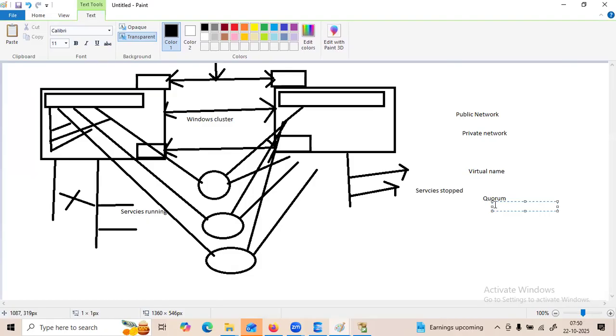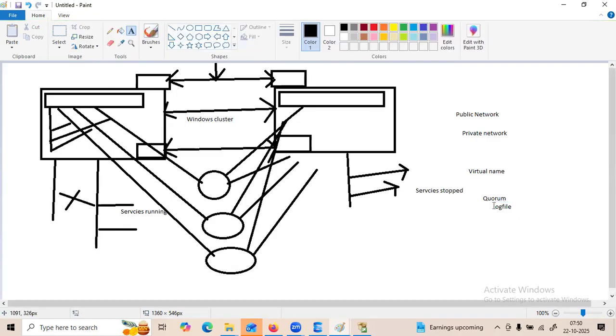So here the quorum, as I mentioned, is a main component. It has a log file, and this log file is stored in the quorum disk. This quorum disk will have all our active node information. Suppose our SQL server fails over to another computer. Then what will happen? The changes that happened in the active node are applied to this quorum log.